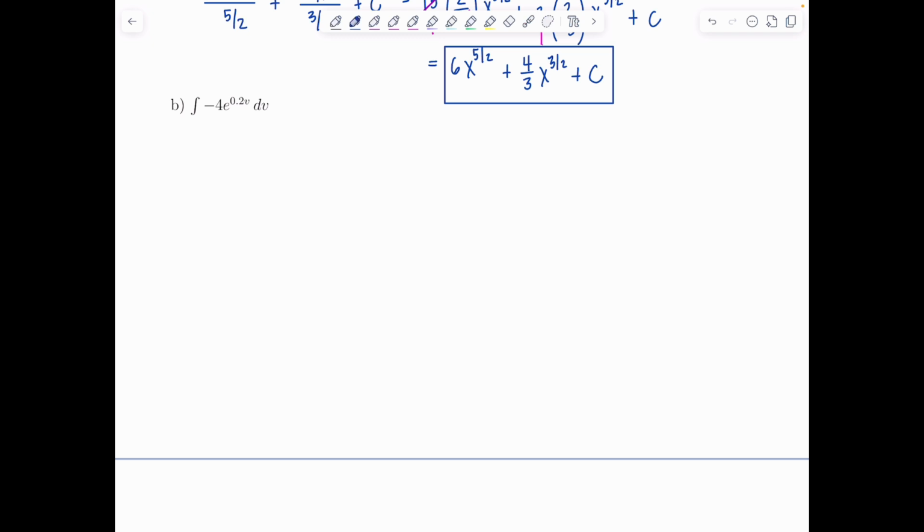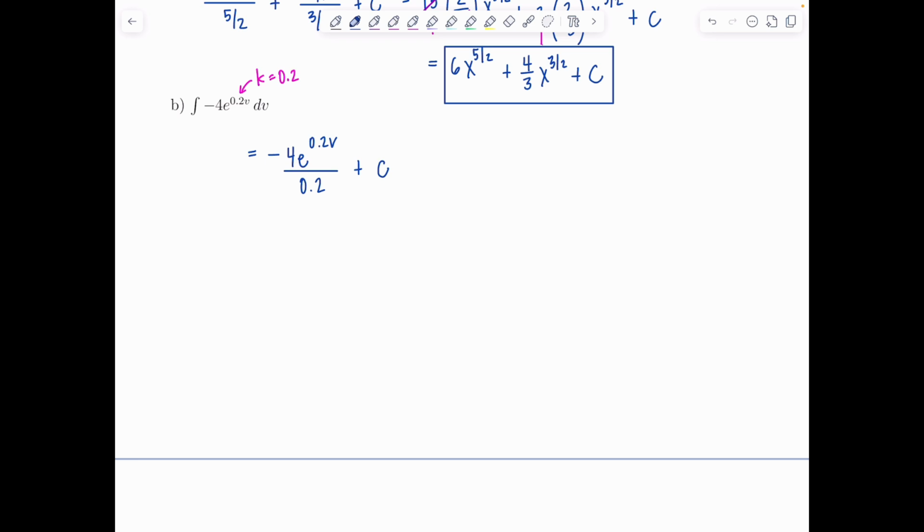We appreciate the effort. So here we've got -4. Just pay it no attention. Constants come along for the ride. Antiderivative of e to the something is e to the something. And then k in this case, k is 0.2. So I'm going to divide by that here when I take the antiderivative. And then we have plus c.